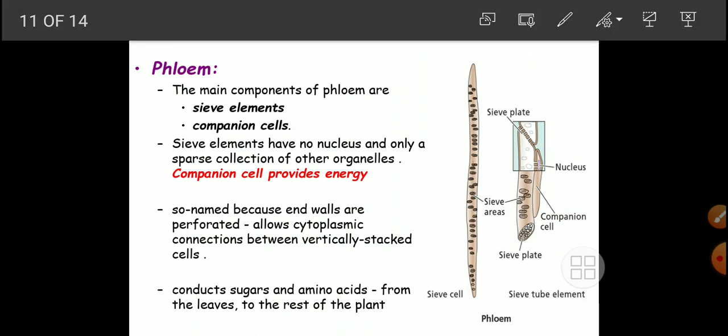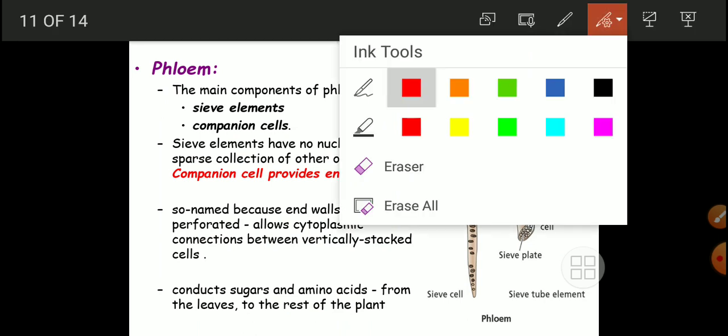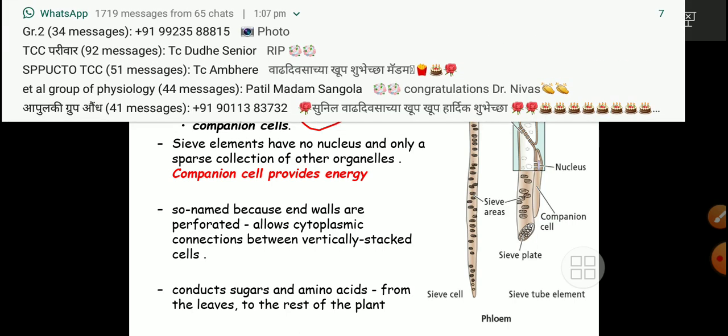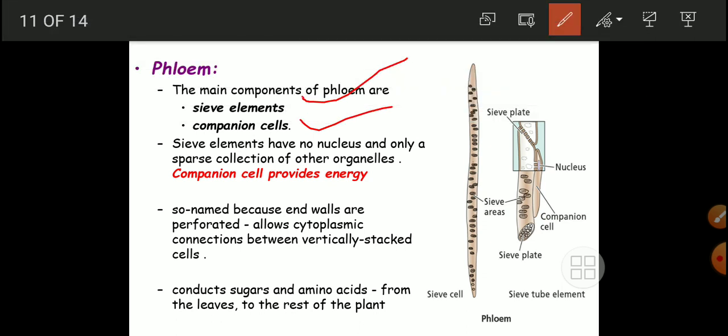Now in case of the phloem, already I have said to you, phloem is a food conducting tissue. It is made up of two main components, that is a sieve element and companion, म्हणजे आपल्याला मदत करणारा, कंपनी देणारा, my companion, isn't it, who is accompanying to us. Sieve element, sieve म्हणजे जाळी, isn't it. Sieve element have no nucleus, त्याच्यामध्ये न्यूक्लियस नाही, and only a sparse collection of other cell organelles. Companion cells provide energy. आपल्याला आपल्याबरोबर मित्र असले की आपल्याला एनर्जी मिळते.